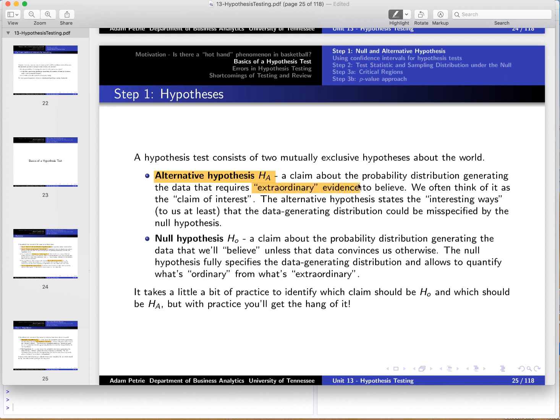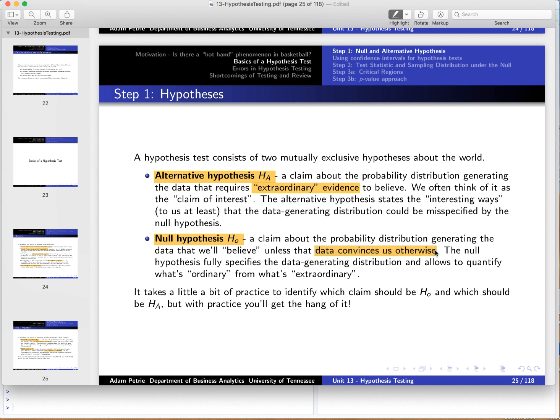So if we're curious to know, is there a hot hand? Well, we're going to need evidence to suggest that there is. If there is going to be a pattern in where stocks go on a day-to-day basis, up or down, that's going to require some sort of extraordinary evidence. Usually the question that we want to answer is going to be the one that goes into the alternative hypothesis. We'll call that HA. And the opposing viewpoint of the world, that's what we're going to put in the null hypothesis. That's just what we're going to believe about the probability generating distribution unless the data really convinces us otherwise.